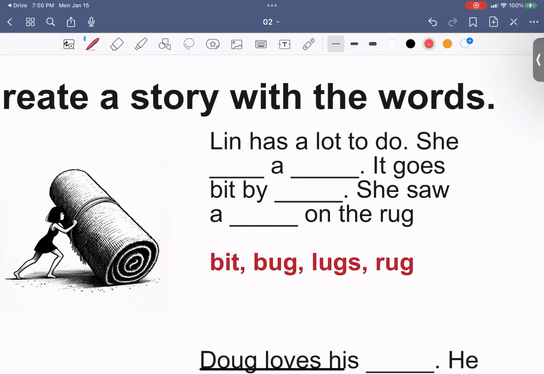Lynn has a lot to do. She blank a blank. Well, this word has to be an action word because she's doing something. So she lugs a rug. It goes bit by bit. She saw a bug on the rug.